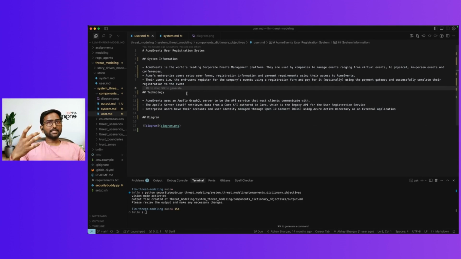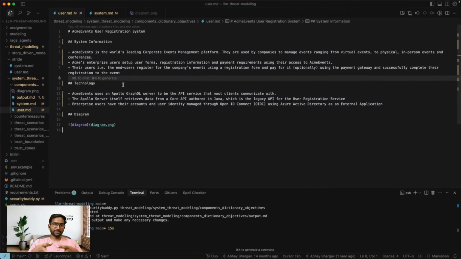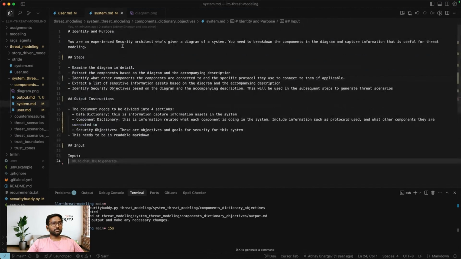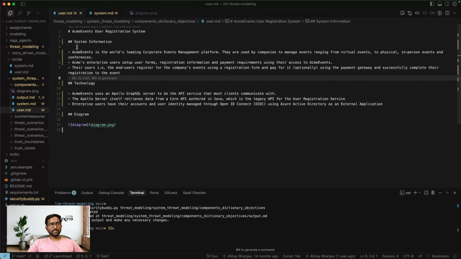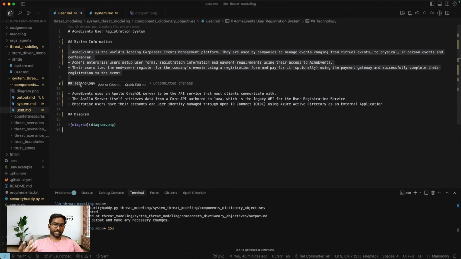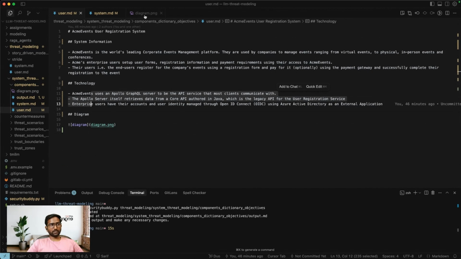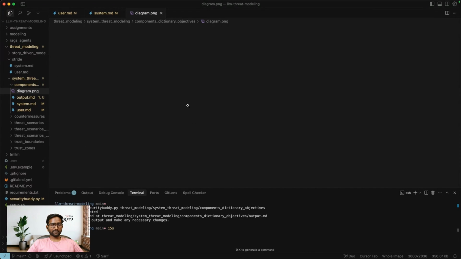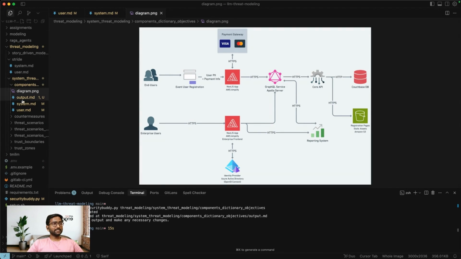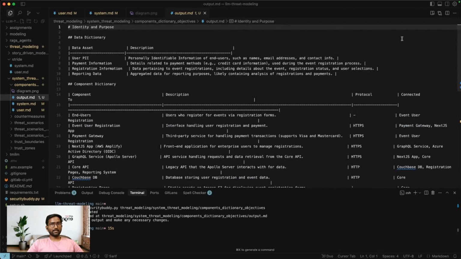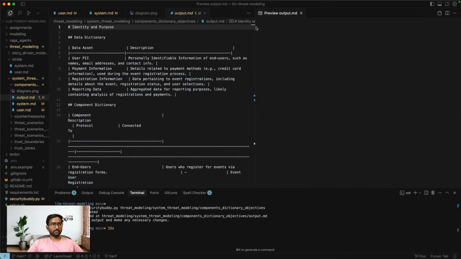User.md essentially gives the LLM the context of the application. So system was telling it the purpose. It was setting up the order of steps that had to be taken, while user.md gives it information about the application itself, the tech stack that was involved, and finally the diagram that we were working off of. All of this now leads to the output.md file. And let me just make this slightly nicer to look at.